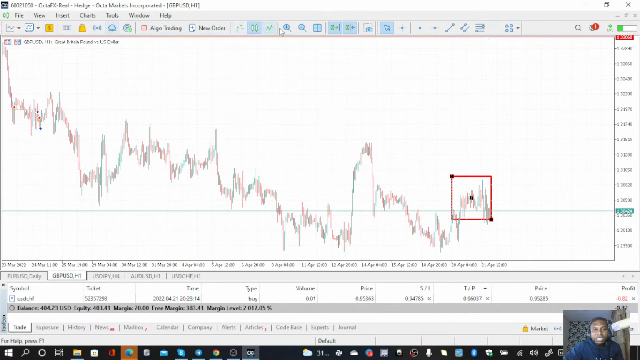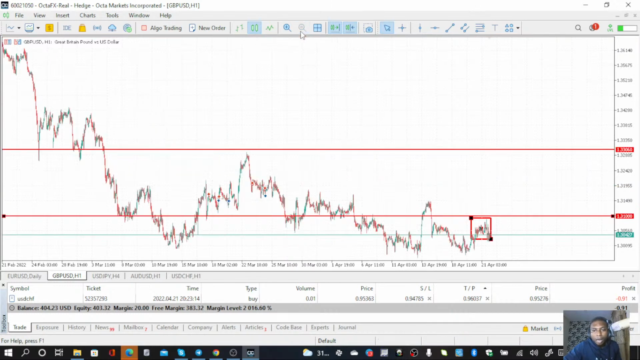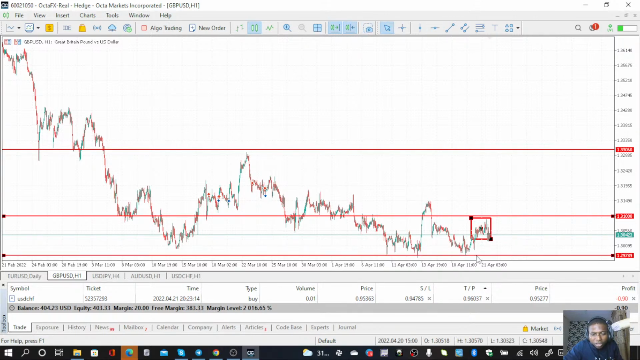Where am I putting my stop loss and where am I putting my take profit? So I'm putting my stop loss above this box, this resistance level, and I'm putting my take profit at the next support level. All right, at the next support level.